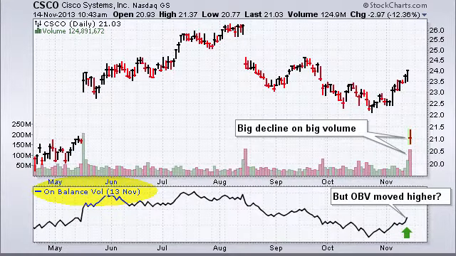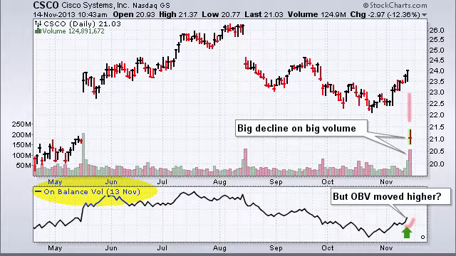So here's a chart of Cisco, and this is for November 14th during the day. And you can see that the stock gapped down, and it's down big. And volume is big. Volume is the highest since mid-August. And so with this big decline on big volume, you would expect OBV to be moving lower. And you look down in the indicator window and you see that OBV is still on the upswing. It hasn't taken into account today's data.